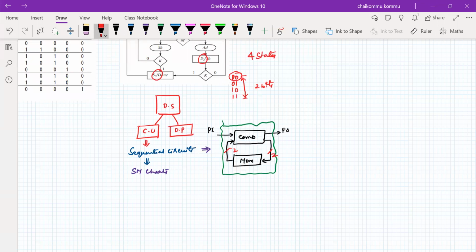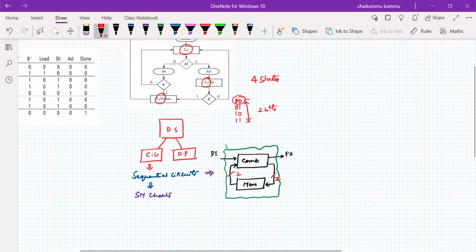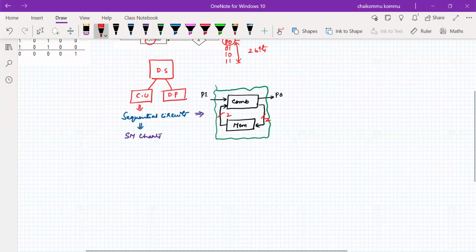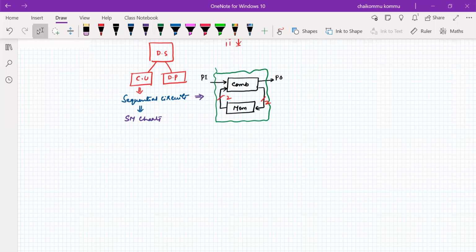Of course, the clock is there and everything is also there for the memory. So this is the information you should know. And the second information is: what type of memory elements do we use? Generally we use D flip-flops to construct memory elements.